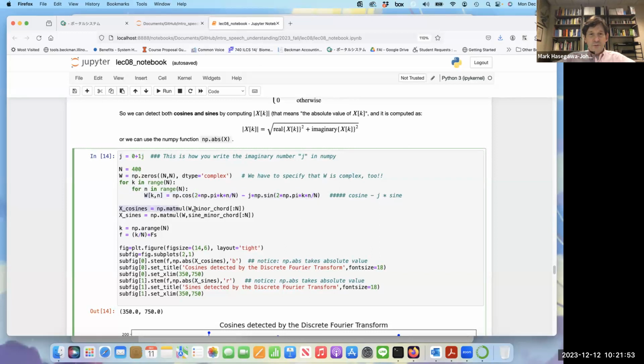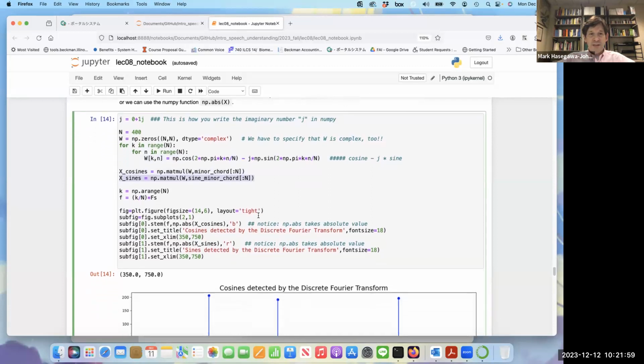I'll multiply the original minor chord with that W matrix. I'll multiply the sine wave minor chord with that matrix. And then for each of them, I will take the absolute value of the capital X vector. The capital X vector now is complex valued. It has a real part and an imaginary part.